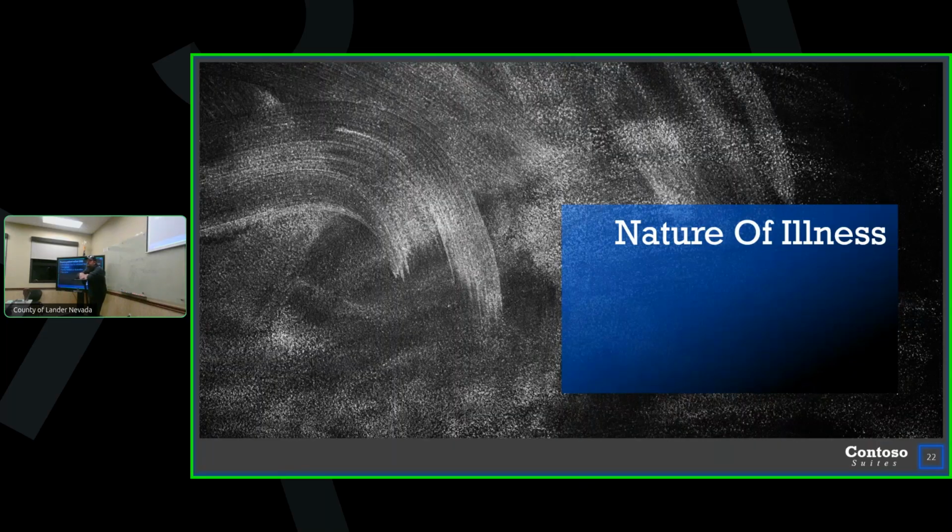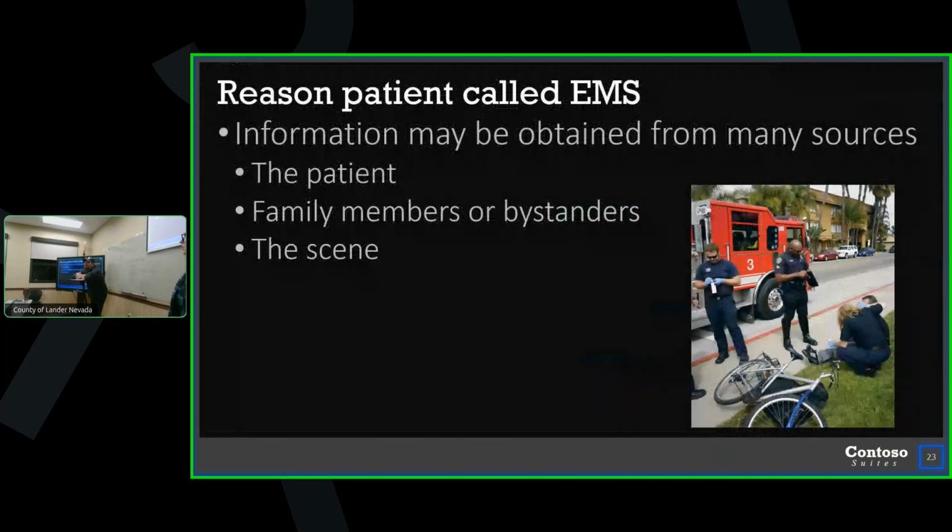All right, nature of illness. This is the reason the patient called EMS. So you ask them, why did you call EMS today? What's going on? And they say, I'm dizzy. That's your nature of illness, dizziness. This information can be obtained from anybody that called 911, whether it was the patient, family members, bystanders, whatever's going on. So this is your nature of illness.